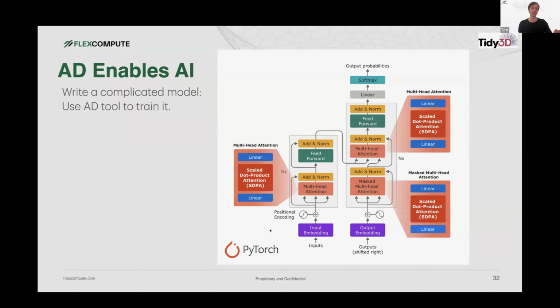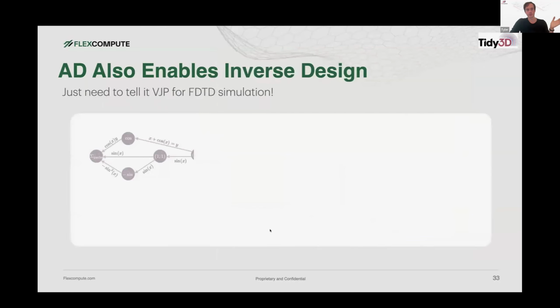There's no derivatives needed. I think if we had to do manual computing of derivatives, people would stick to very simple models, and probably we wouldn't see all the progress we see today. So this is really a key component, along with the hardware, for training large-scale AI models. But it also can be used for inverse design.